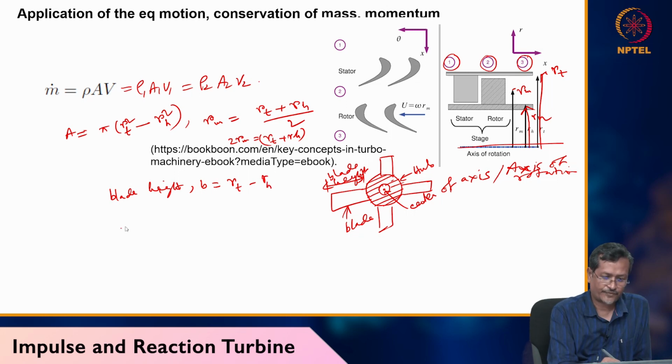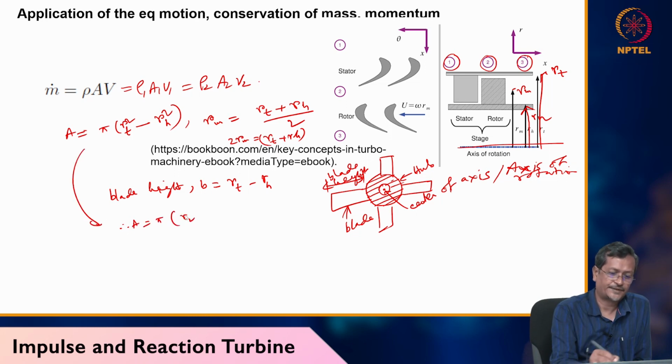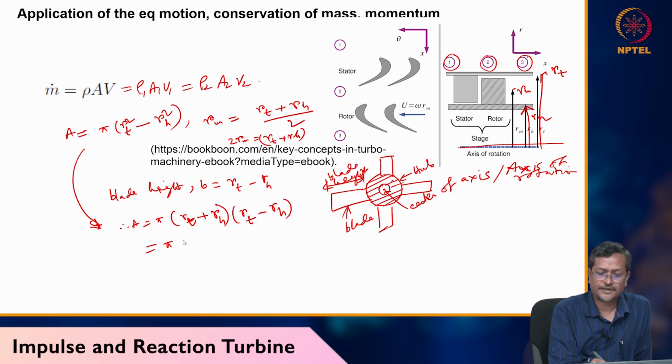Therefore A equals pi (RT plus RH)(RT minus RH). RT plus RH means 2 Rm, and RT minus RH is B. So A equals 2 pi Rm B.